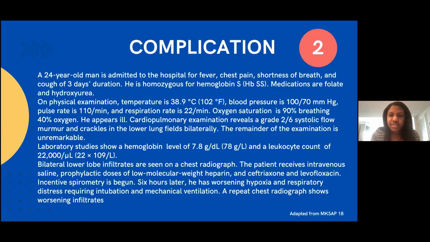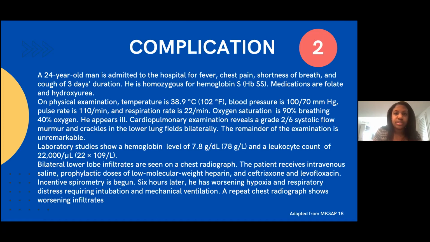Breathing at 22 per minute. Saturating at 90% on 40% oxygen. He looks ill. He has a murmur and crackles. His labs show a hemoglobin of 7.8, white count of 22. Chest x-ray shows bilateral lower lobe infiltrates. And he receives hydration, so IV normal saline. He receives VTE prophylaxis, ceftriaxone, and levofloxacin. And he starts incentive spirometry. Six hours later, he has worsening hypoxia and respiratory distress requiring intubation and ventilation. A repeat chest x-ray shows worsening infiltrates.